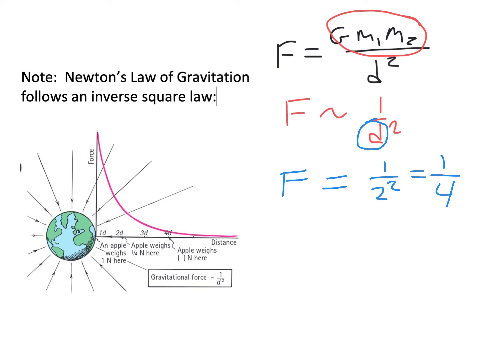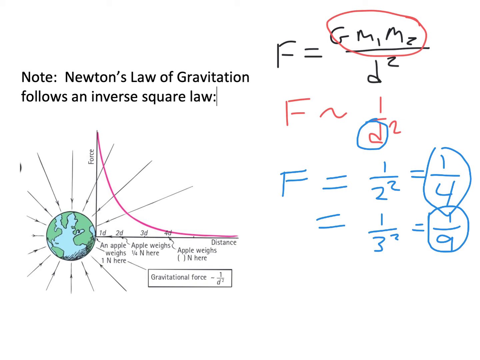And if I make the distance 3 times as big, I get 1 over 3 squared, and that gives me 1 over 9 because 3 times 3 is 9. So if I double the distance between the two masses, I get 1/4 of the force. If I triple the distance between the two masses, I get 1/9 of the force. Now what happens if you make the distance half as much? Well, I would get 4 times. If I make it 1/3 as much, I would get 9 times because we're just flipping these over.